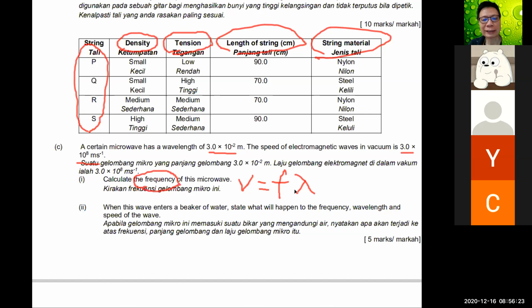Okay, this one is finished. You calculate yourself. Number 2: when this wave enters a beaker of water, state what will happen to the frequency, wavelength, and the speed of the wave. This is a good question. When the wave goes inside a beaker, the space is smaller and limited, meaning the vibration distance becomes shorter. So what happened now?